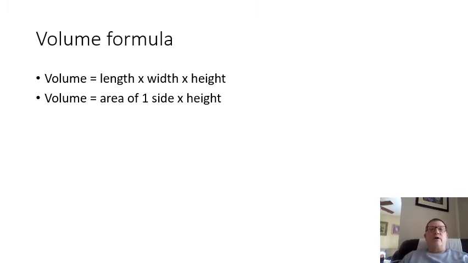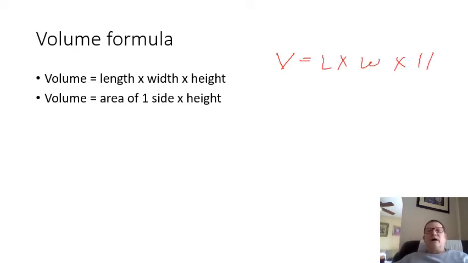All right, first off, the volume formula. You always hear them say, and it'll be on your sheet, that volume, which stands for V, equals length times width times height. If you take the length times the width times the height, you will get the volume of how much it can contain. Now volume can also be found by finding what they call the area of one face.